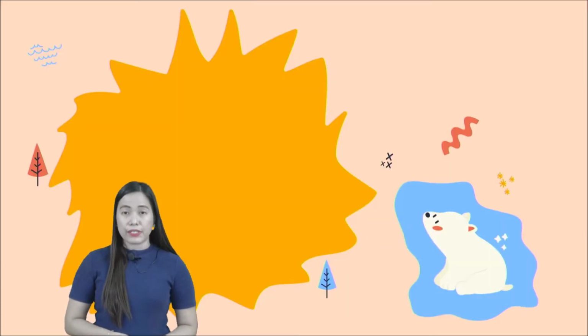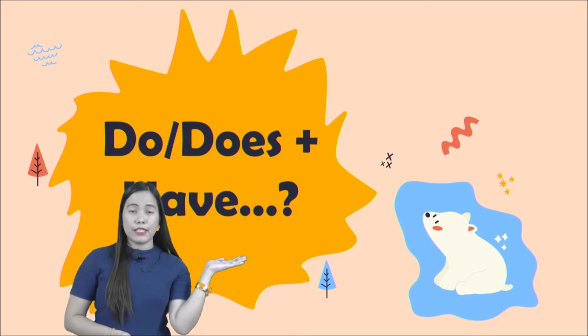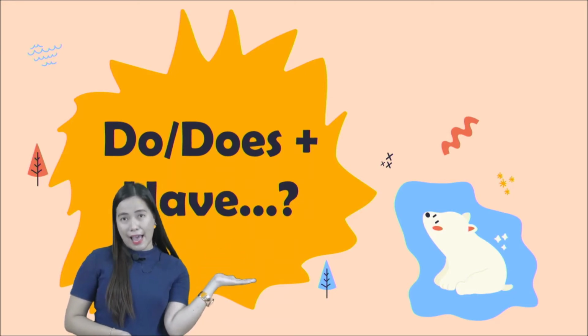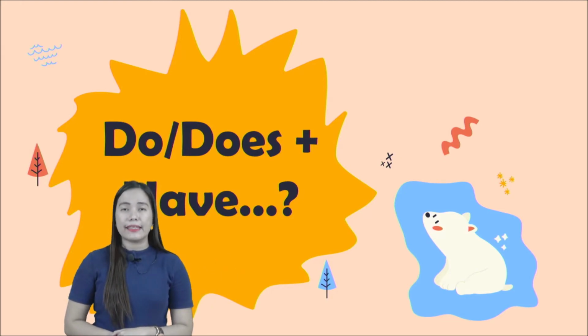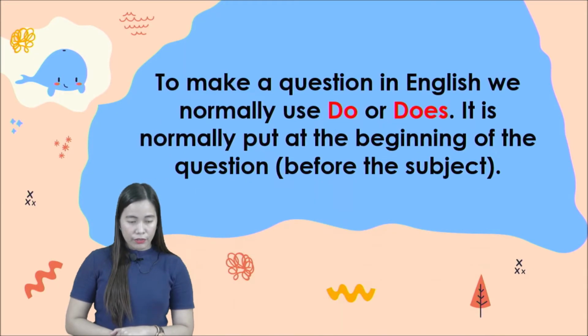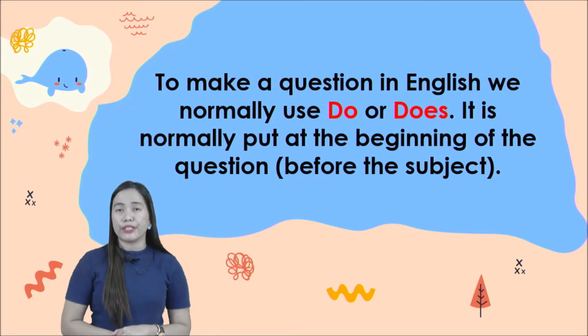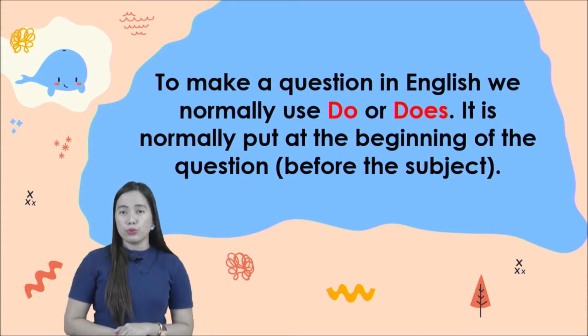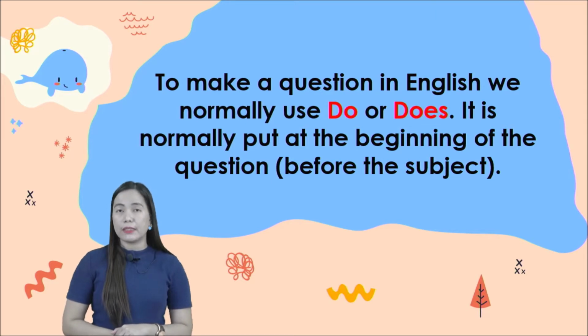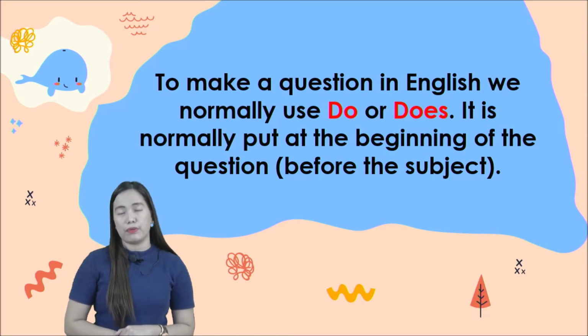Now kids, our topic for today is do or does plus have. This is how you use do and does in a form of a question. Okay? Let's get started. First, to make a question in English, we normally use do or does. It is normally put at the beginning of the question before the subject. Okay? Do or does.